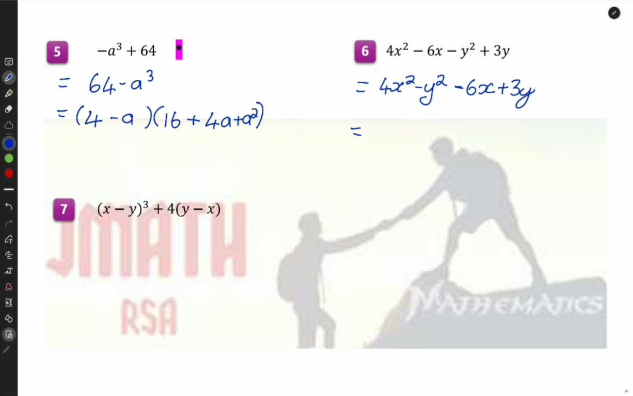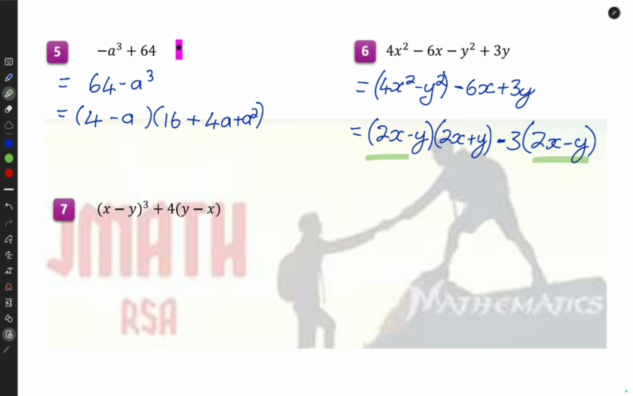So in this case, if I do the first 2 together, I can actually do difference of squares, and that would give me 2x minus y and 2x plus y. For the second group, I can take out a negative 3, and I would be left with 2x minus y. Okay, perfect. Now I have common brackets, because this one and this one is common, and I can take them out as my common factors.